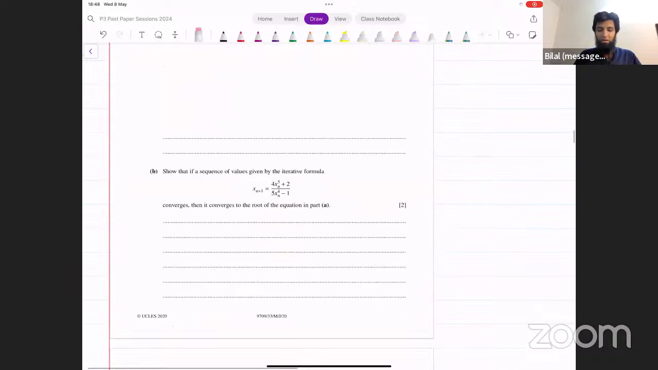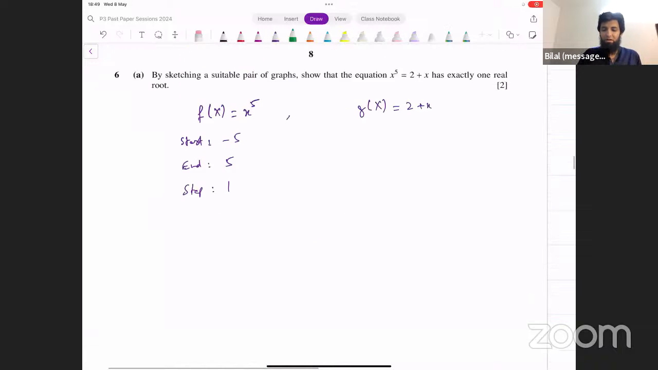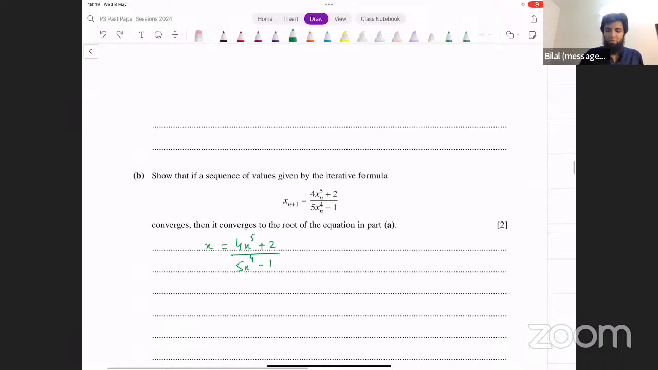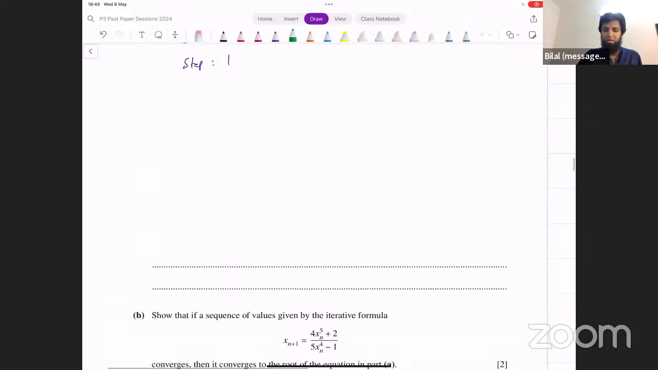How would you do that? You would just remove the n plus 1 and n signs from this. X equals 4x raised to the power 5 plus 2 divided by 5x raised to the power 4 minus 1. Now just rearrange it and show that this can be written like this. Multiply this on the other side, and that will give you 5x raised to the power 5 minus x equals 4x raised to the power 5 plus 2. Take x raised to the power 5 term to the left side. That gives you x raised to the power 5 equals x plus 2. That's all that you had to do.